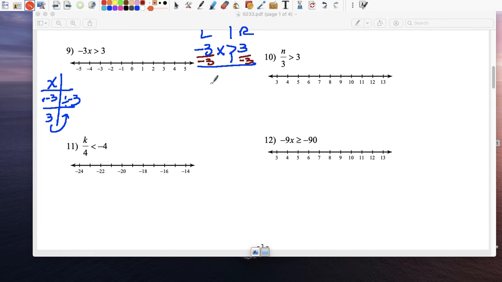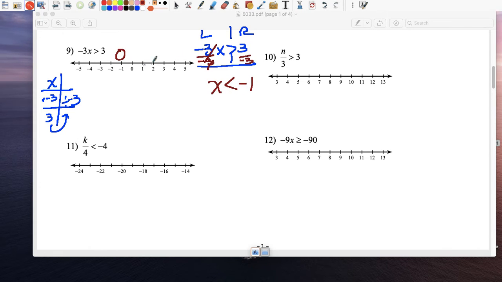Negative 3 divided by negative 3 goes away. I'm left with x. What do we do with the sign? When you divide or multiply by a negative number, you have to switch the sign. And positive 3 divided by negative 3 is negative 1. So let's find negative 1, put a circle. X has to be smaller than negative 1.